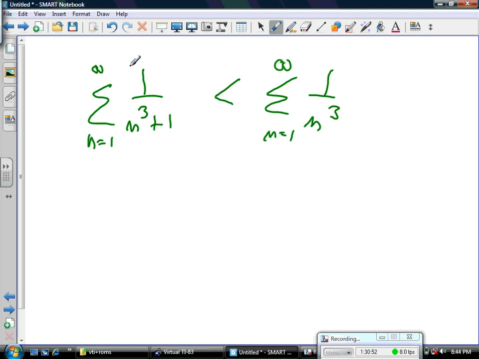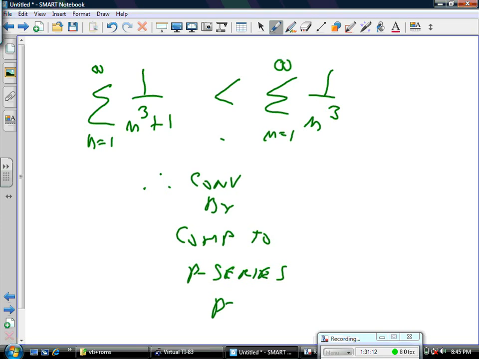That's the comparison test. If you can compare an unknown series to a known series, and that known series is bigger and convergent, this must converge too. Therefore, convergent by comparison test, comparison to a p-series, and what's good about it is that p is 3. That's all you have to say. Okay? So that's the game.